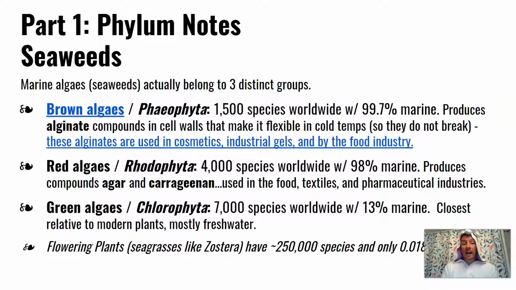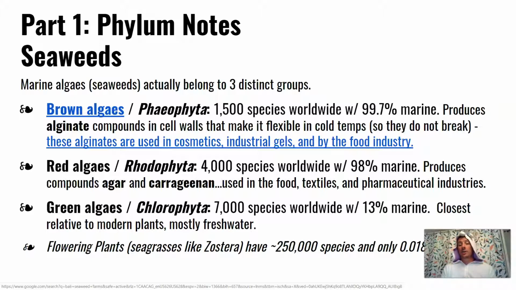First group is the brown algae. I'm not going to have you learn their scientific name here for that group, but Phaeophyta would be the name. Anyway, there's about 1,500 species in the world, and about 99.7% of those are marine. So 99.7% of all brown algae occur in the ocean. Just a small number of species occur in fresh water. They produce these alginate compounds in their cell walls that makes them flexible at cold temperatures, so they're kind of jelly-like.